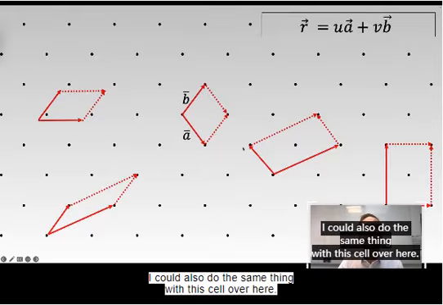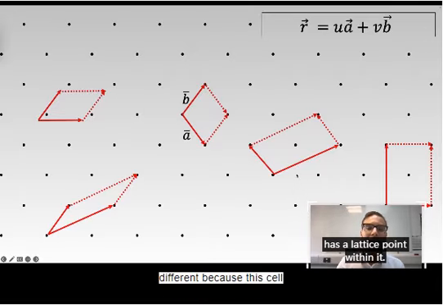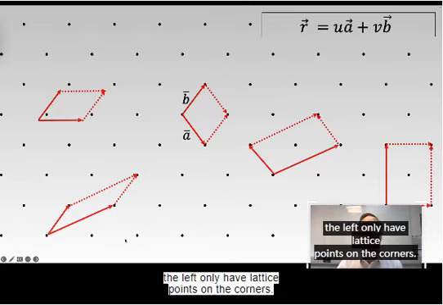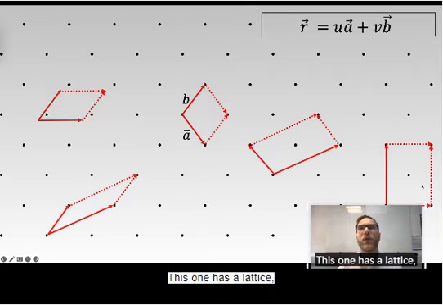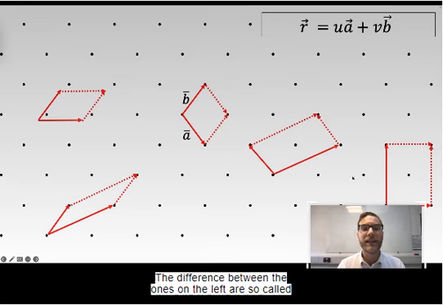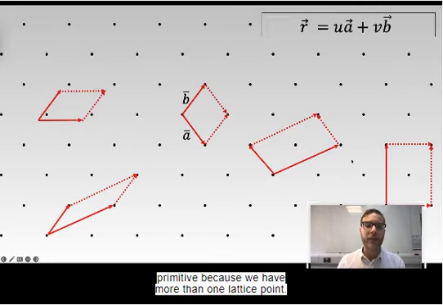I could also do the same thing with this cell over here, but it's worth noting that this cell is slightly different because this cell has a lattice point within it, whereas these three cells shown on the left only have lattice points on the corners. This one has a lattice point within that cell. And the difference is that the ones on the left are so-called primitive because they only contain one lattice point, whereas these ones over here are not primitive because we have more than one lattice point.